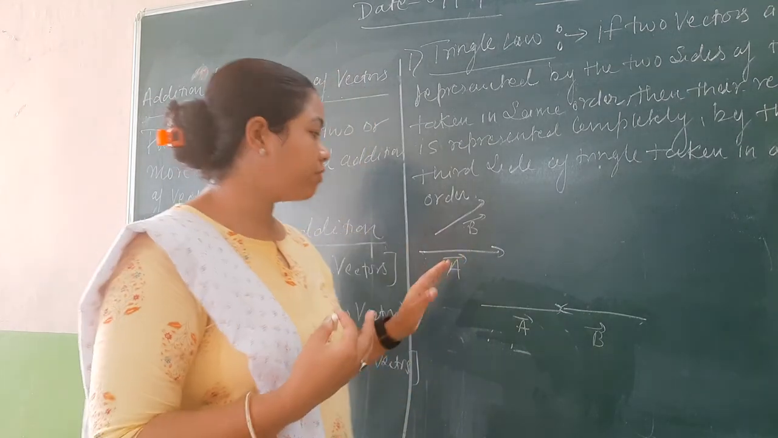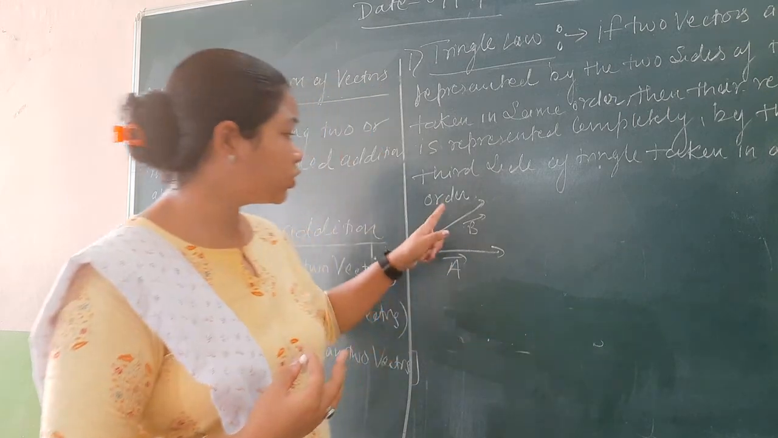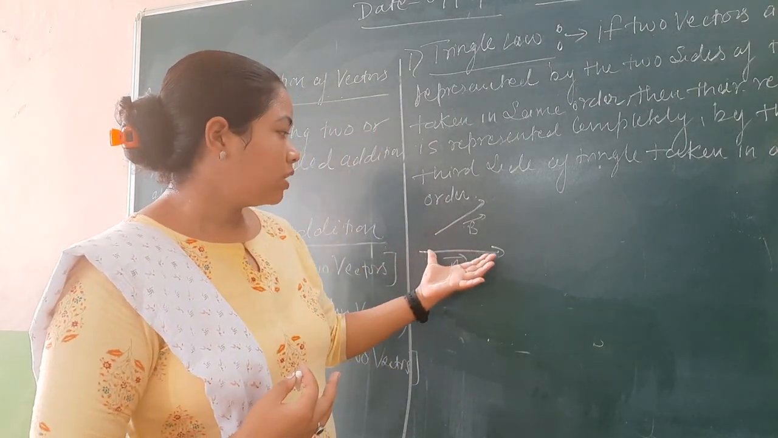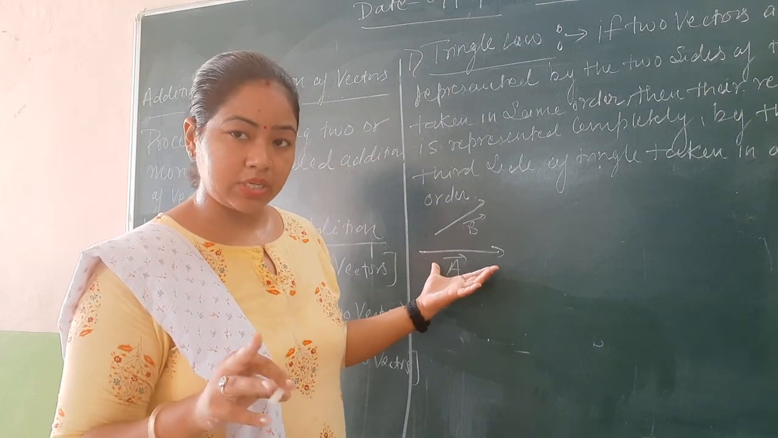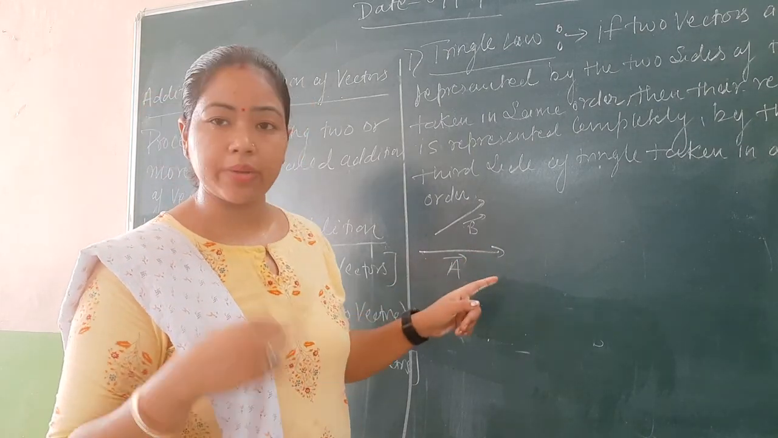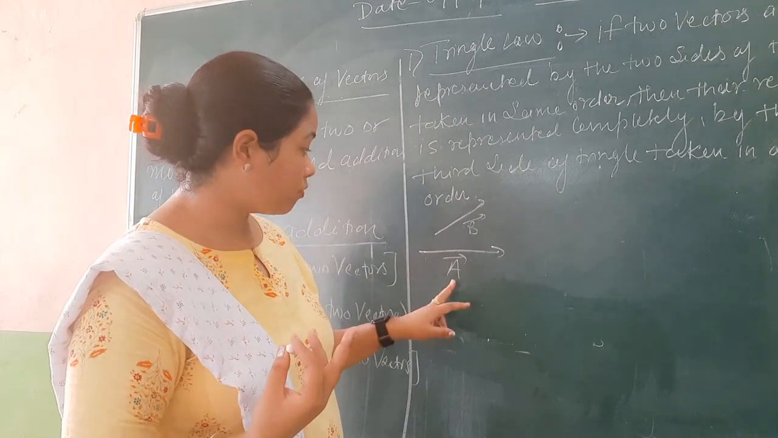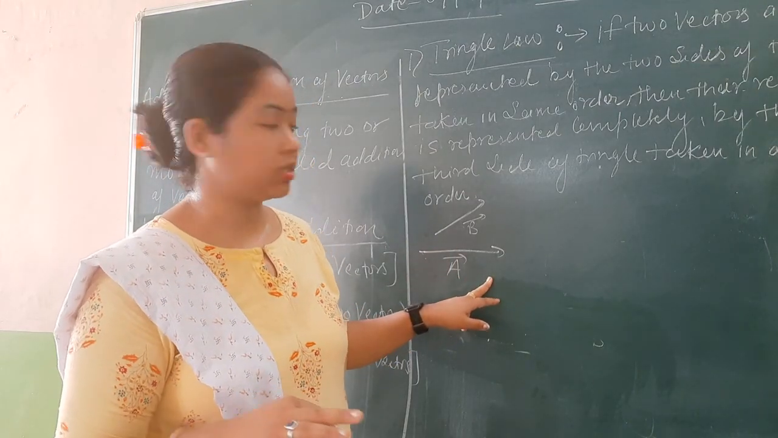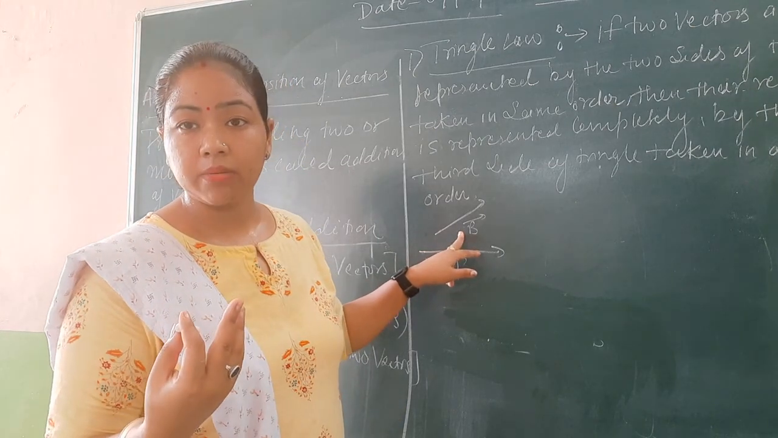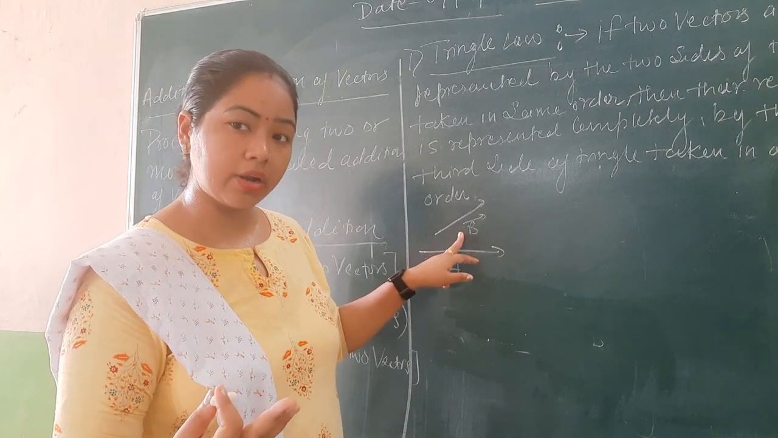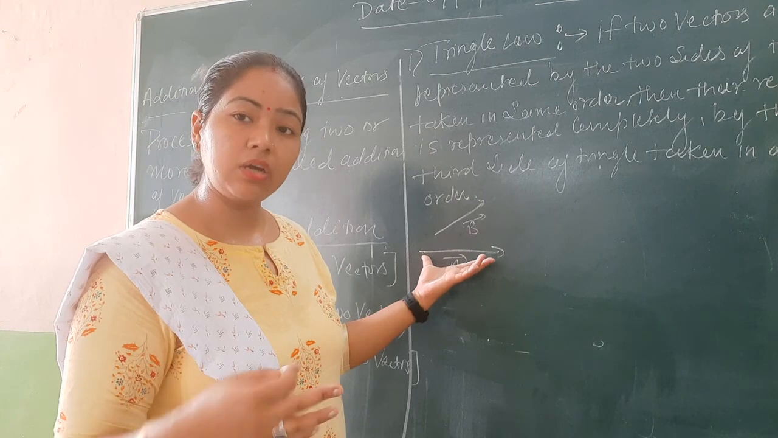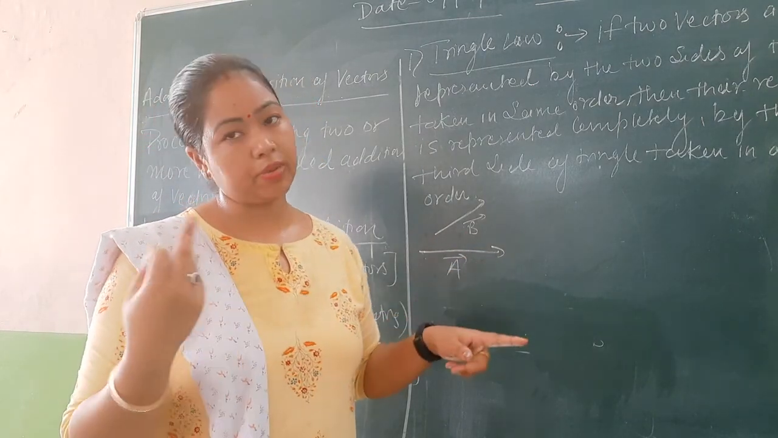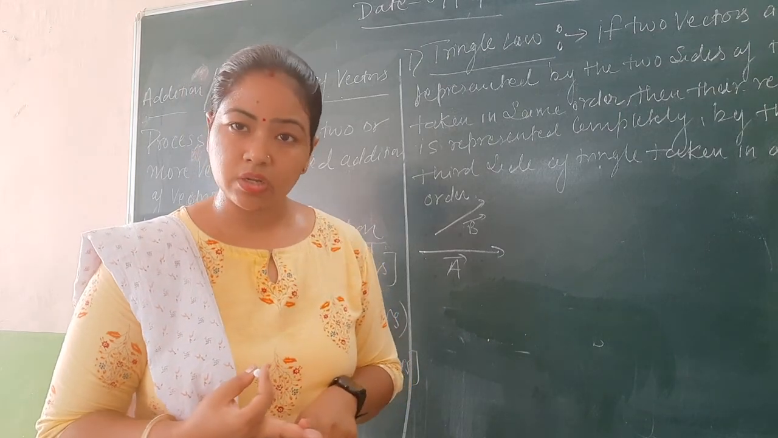Now we will understand by the diagram. Suppose these 2 vectors, vector A and vector B, are given to you. The length of the arrow represents the magnitude and the head represents the direction. So vector A is represented by its magnitude as well as direction. Vector B is also represented by magnitude as well as direction, because the length of the arrow represents the magnitude and the head represents the direction of the vector.